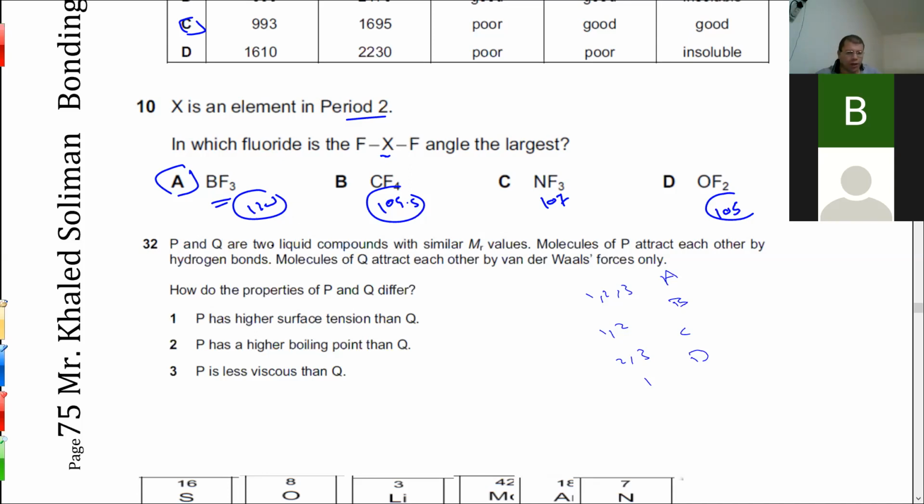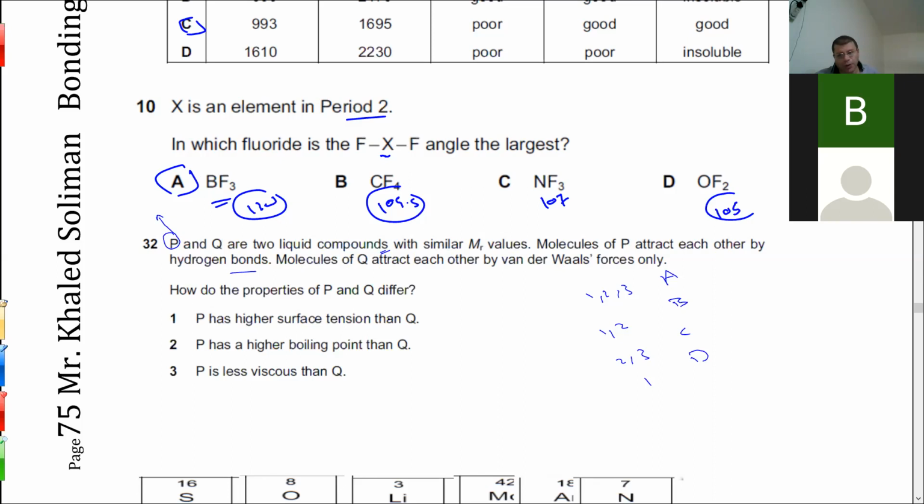B and Q are two liquid compounds with similar molecular mass value. Molecules of B attract each other by hydrogen bond. The first one has strong hydrogen bonding. Molecules of Q attract each other with van der Waals attraction force only. How do the characters of B and Q differ? B has the highest surface tension.